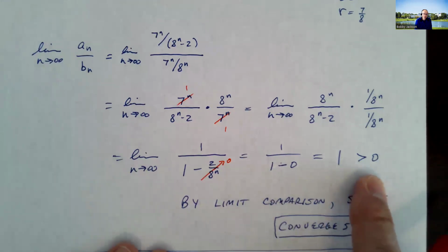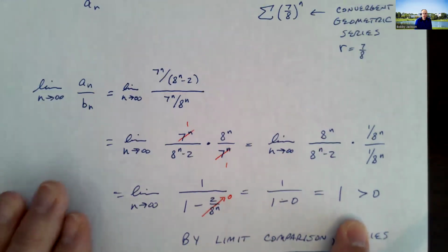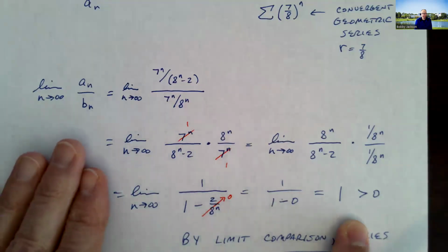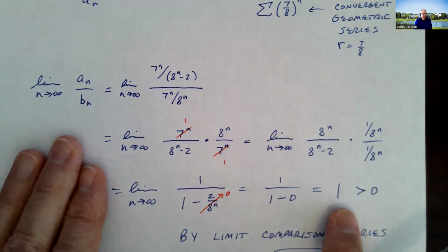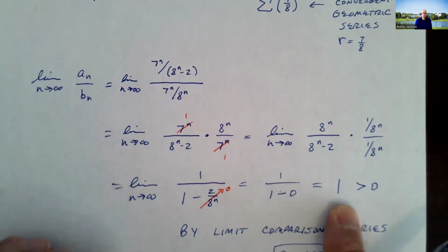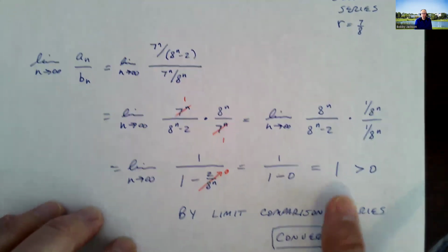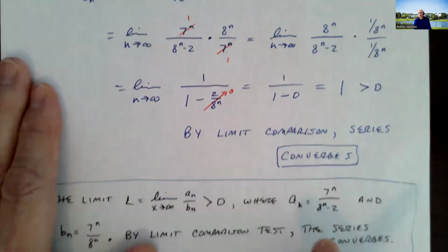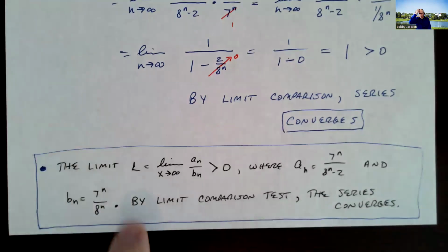Why is that significant? Because for the limit comparison test, if the limit of the ratio we're looking at is a finite and positive number, then both series will converge or both series will diverge. So since this is greater than 0, and we know our comparing series is convergent, by limit comparison, our series converges. And so in Achieve, they have this, and this is what we want.